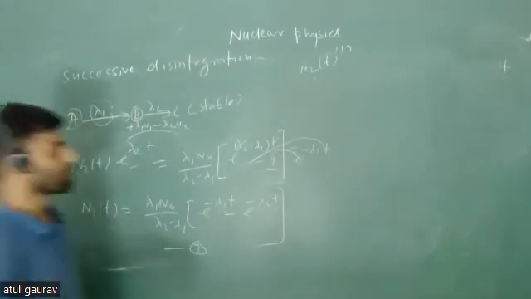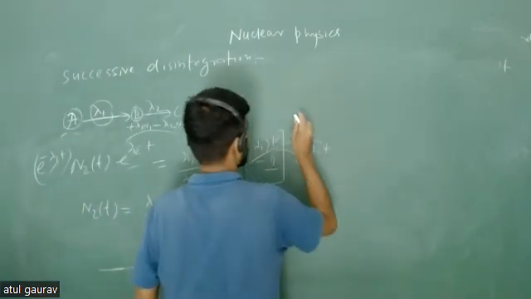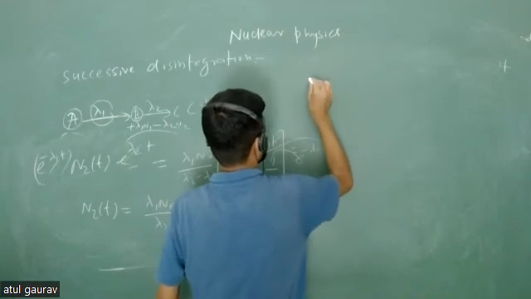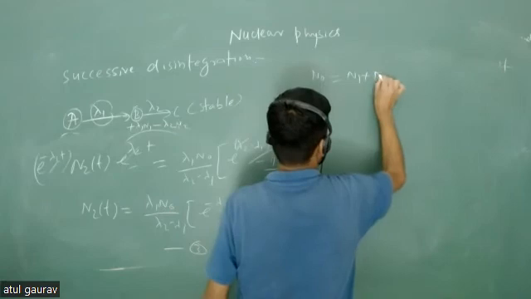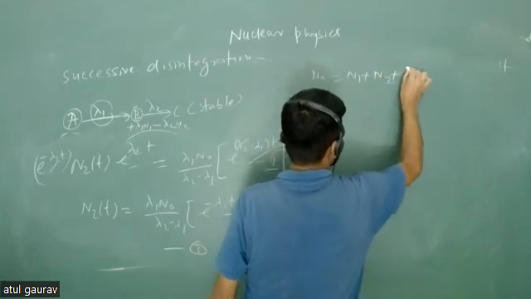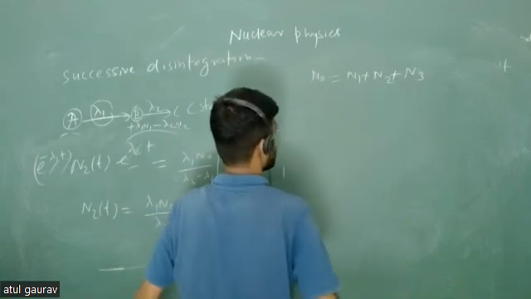Now what about n3? Tell me, what will be the n3? So dn3 by dt equals lambda 2 n2. No need. See, we already know n naught equals n1 plus n2 plus n3, right? Yes sir. So you can calculate n3. So n3 will be how much?